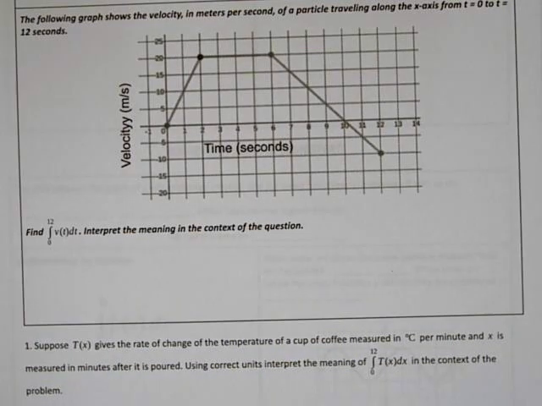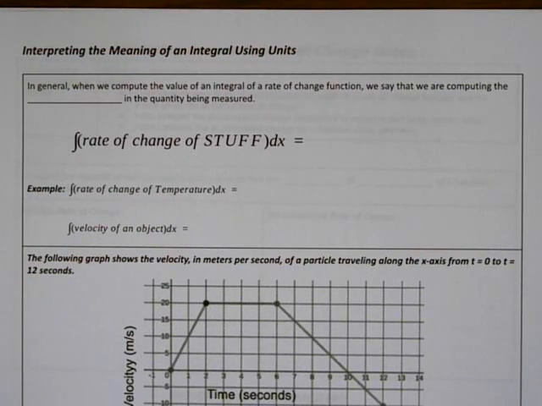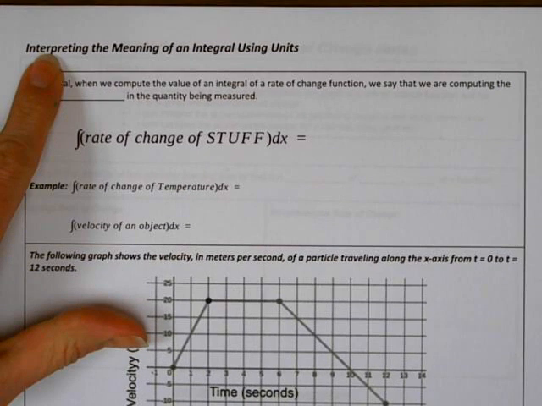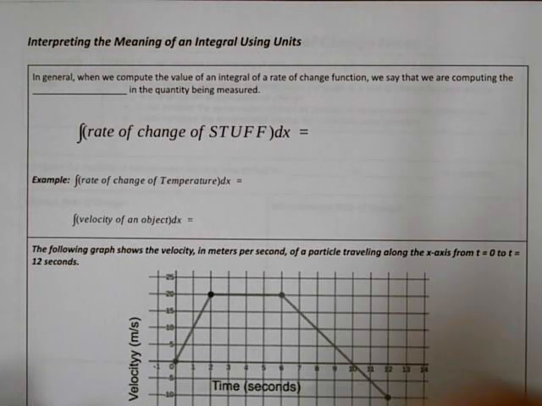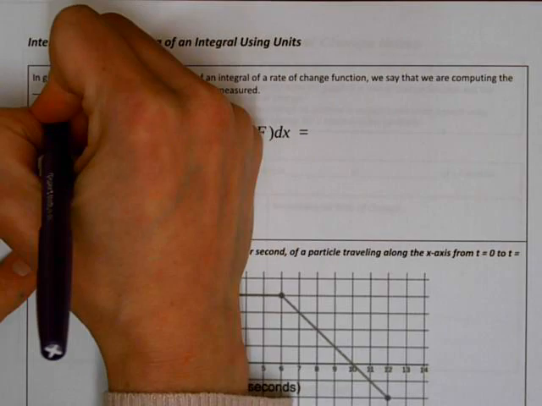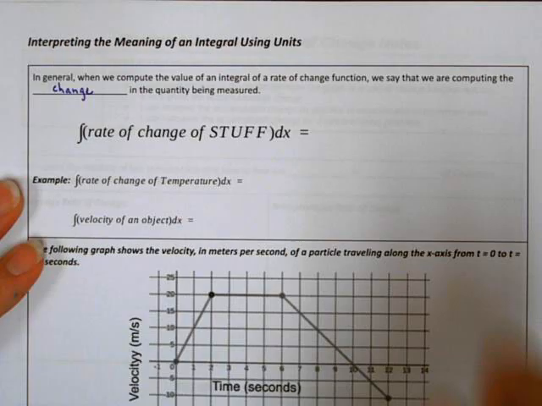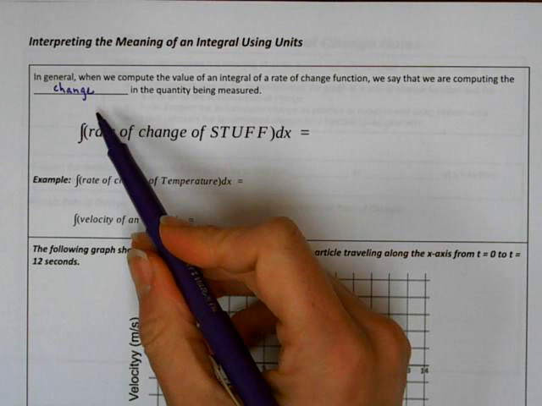All right. So everything we've done so far has been just working with how do we calculate the value of an integral. And so right now for us, we said we calculate that value by using geometry. But now we really need to focus on the interpretation. So what do the answers actually mean? So in general, when we compute the value of an integral of a rate of change function, we say that we are computing the change in the quantity being measured. So when we calculate the value of an integral, we're actually computing the change in what was being measured.